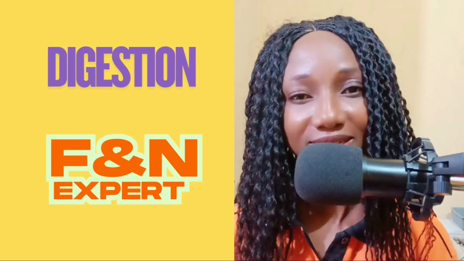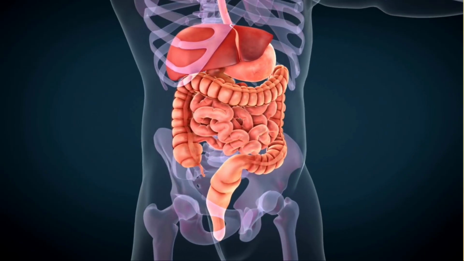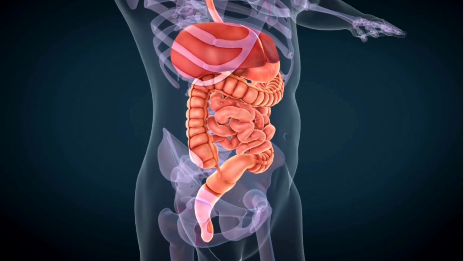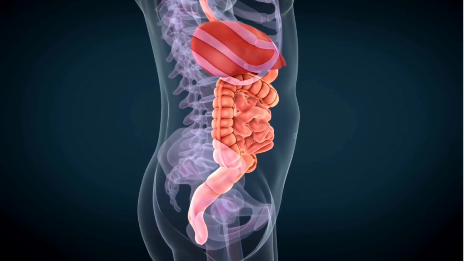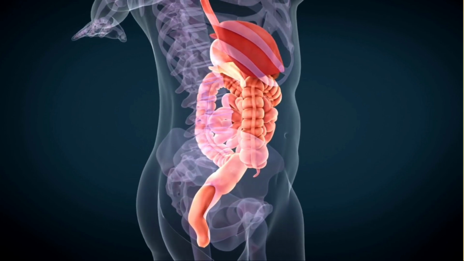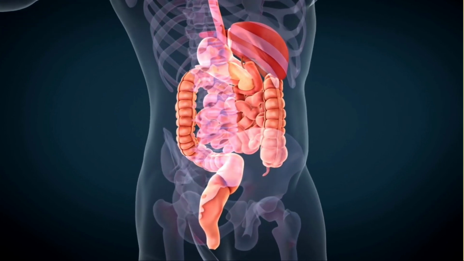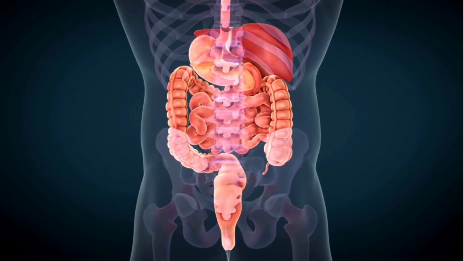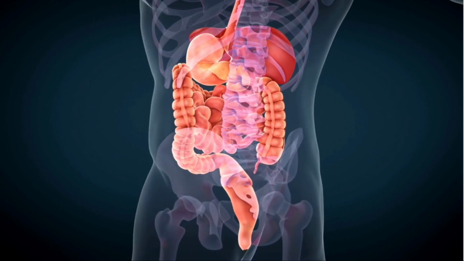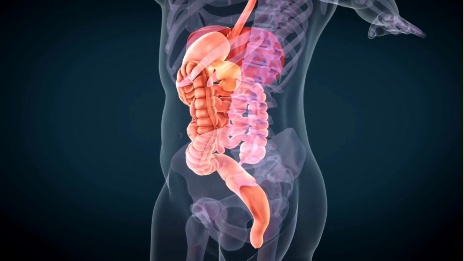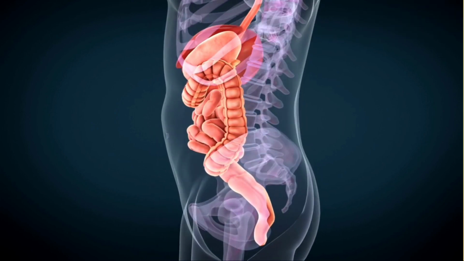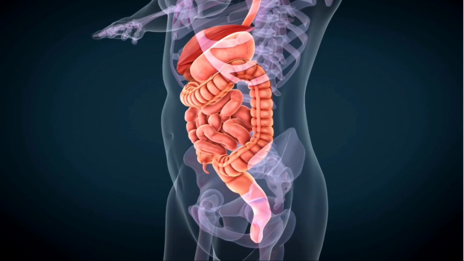Now, we have ptyalin, the salivary amylase. This ptyalin begins the chemical digestion of starch, converting it into maltose. The saliva also provides an alkaline medium necessary for the action of ptyalin.